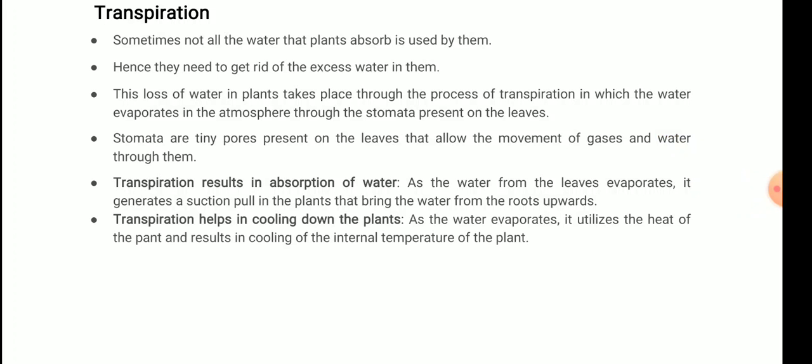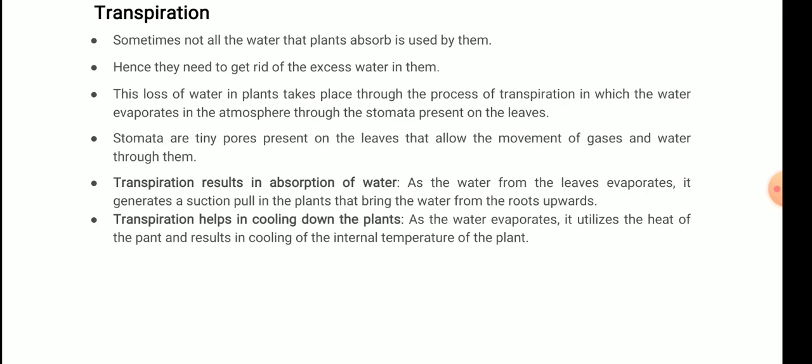Now next is very important: transpiration results in absorption of water. How? As the water from the leaves evaporates, it generates a suction pull in the plants that brings the water from roots upwards. Because as the water evaporates, a pressure difference is created. Due to this pressure difference, a suction pull is created. That's why, due to that pull, the water is absorbed from the soil by the roots, and then the water moves upward into the plant.